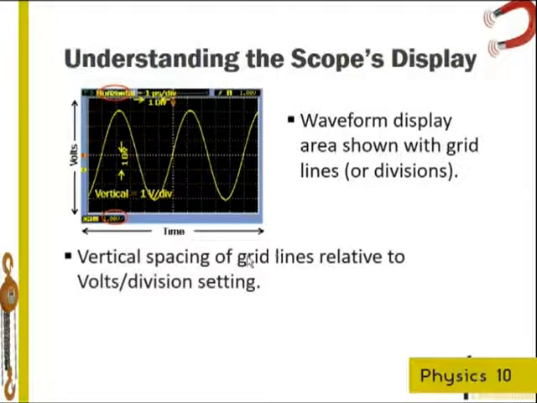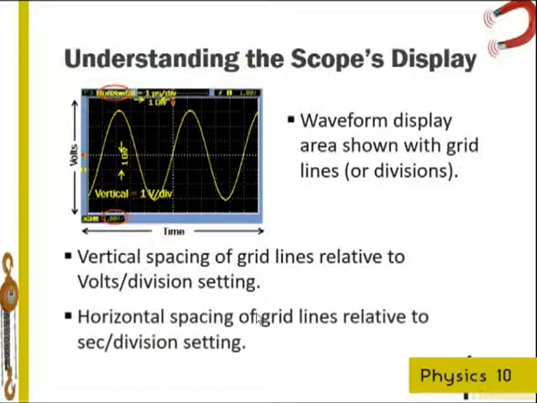And so you have the vertical spacing of grid lines, and in terms of representation, these would be the volts per division setting. So each of these vertical blocks would represent voltage. And you can set up your oscilloscope so that each of these particular vertical blocks would have a certain value in terms of the voltage per unit setting.